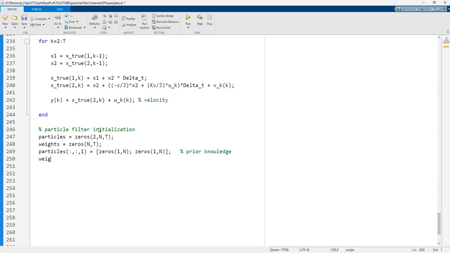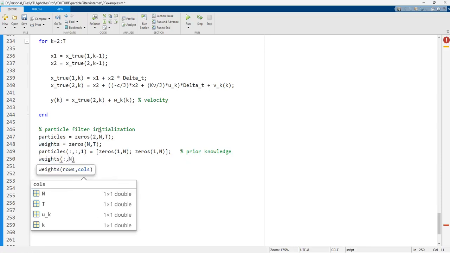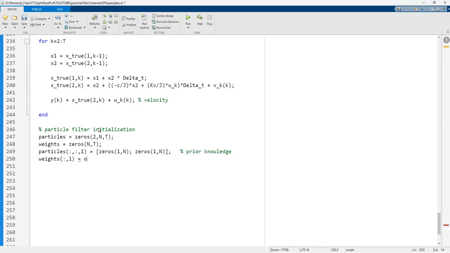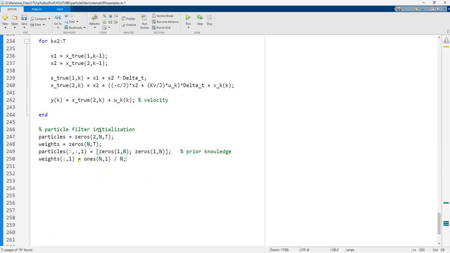So also we need to initialize the weights, the total elements of these terms, 2 states and 1, must be equal to ones, and 1 divided by N. This is our representation. This is the first weight for the 2 states. If we are using N equal to 1000, then we have the weights 1000 times 1 here. We have 1000 weights here.